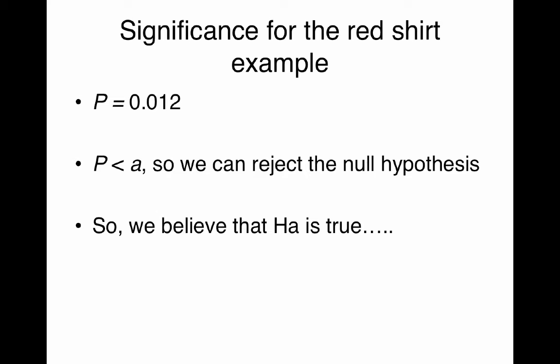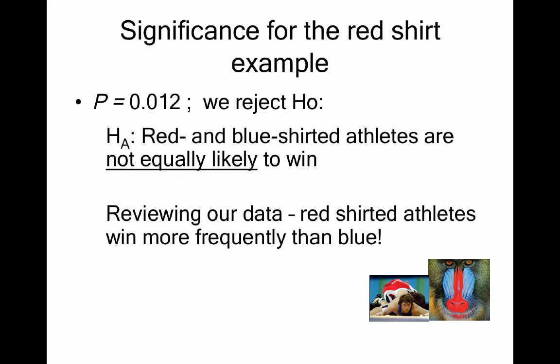Okay, so what do we do now? Well, we have our p-value calculated, 0.012. We compare it to alpha, which has come out as A for some reason in this slide, but this is alpha. And in this case, p is less than alpha, so we can reject the null hypothesis. That means that we believe that HA is true. However, we're going to express this as we reject H0. So p is equal to 0.012, therefore we can reject H0.